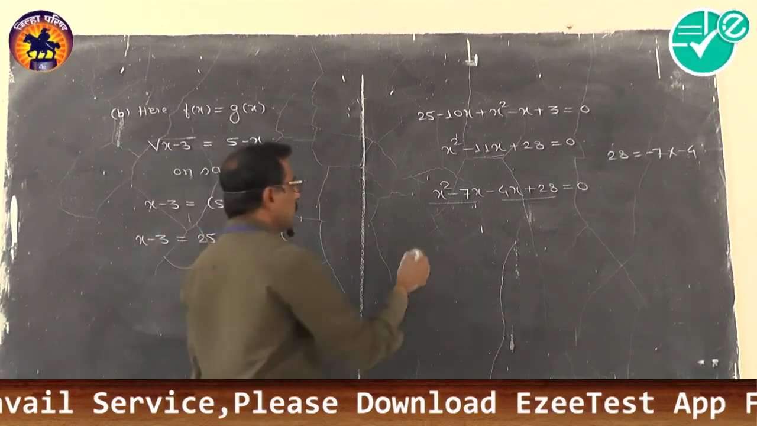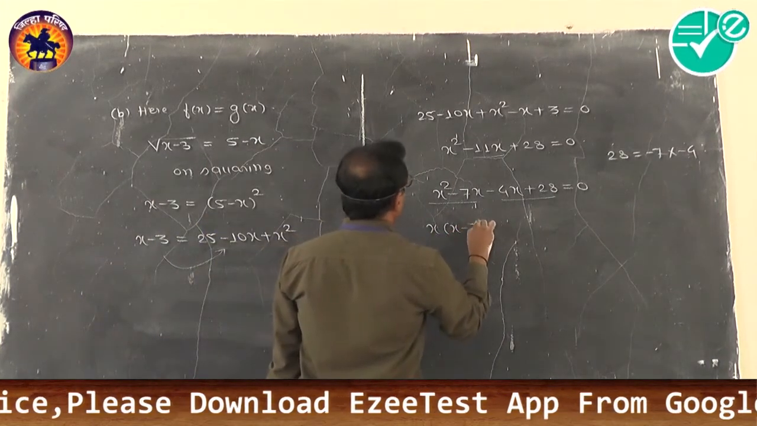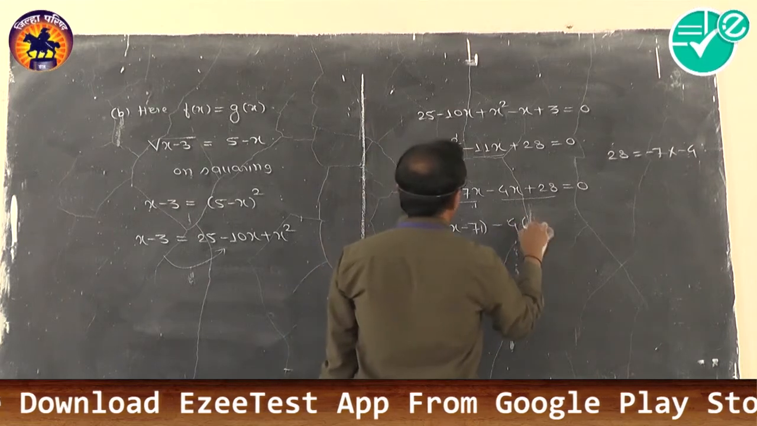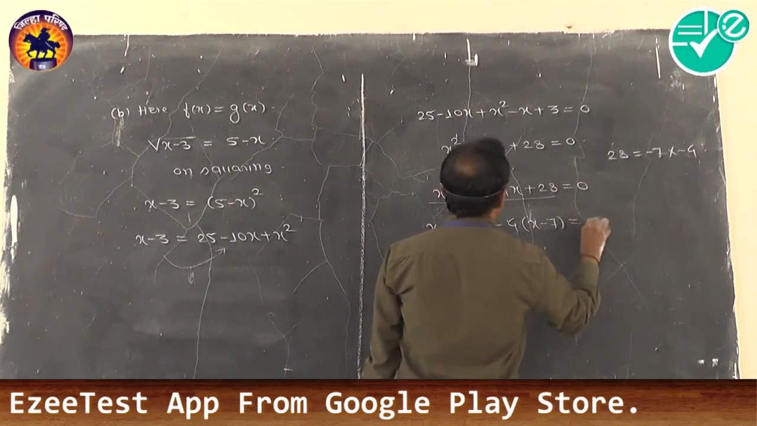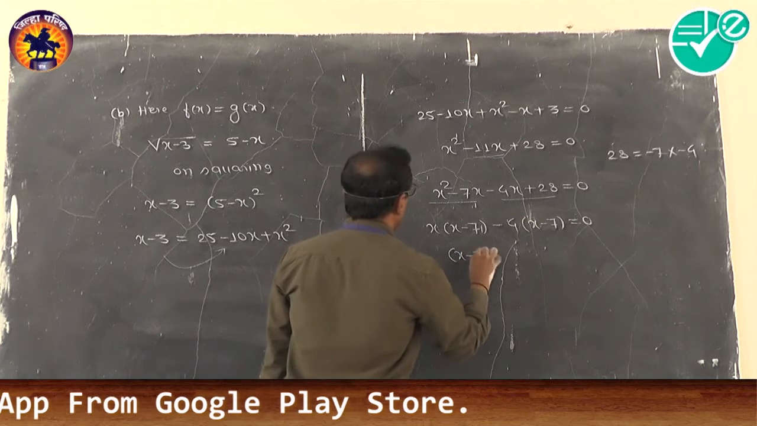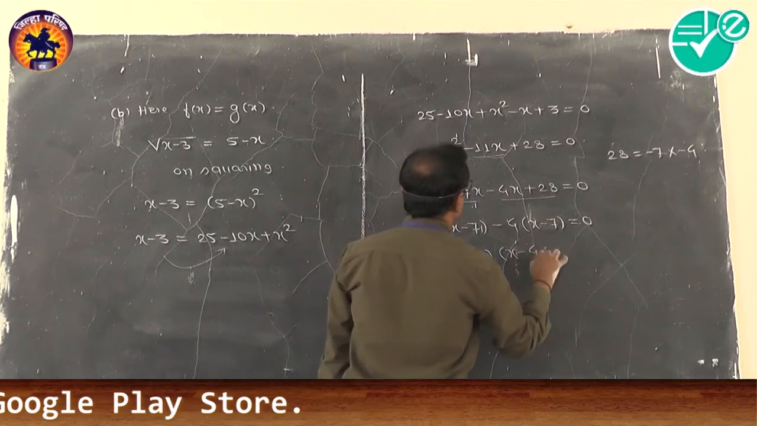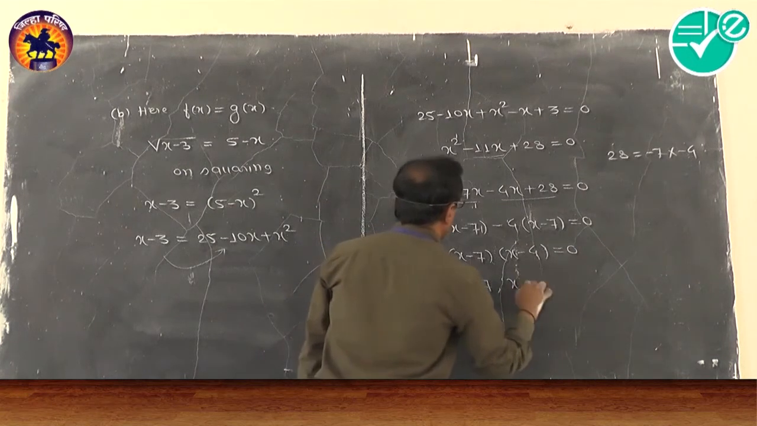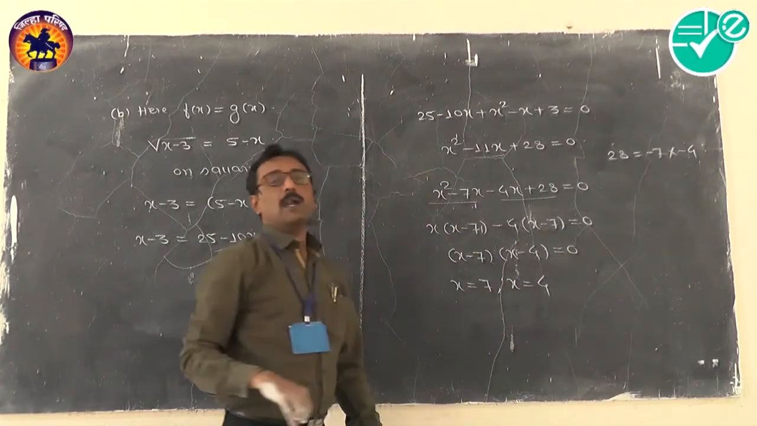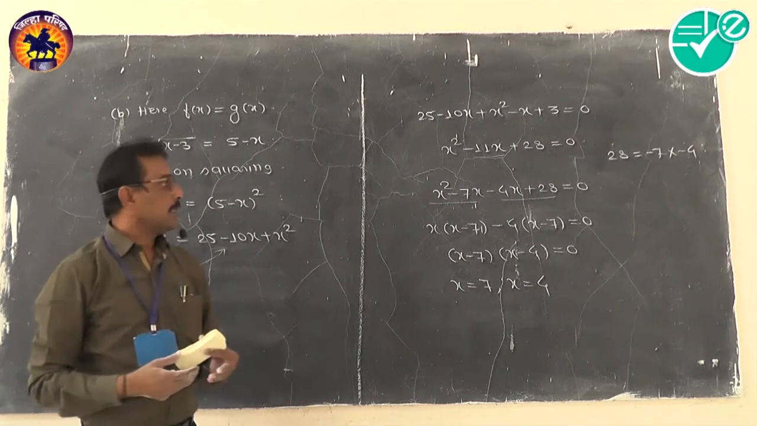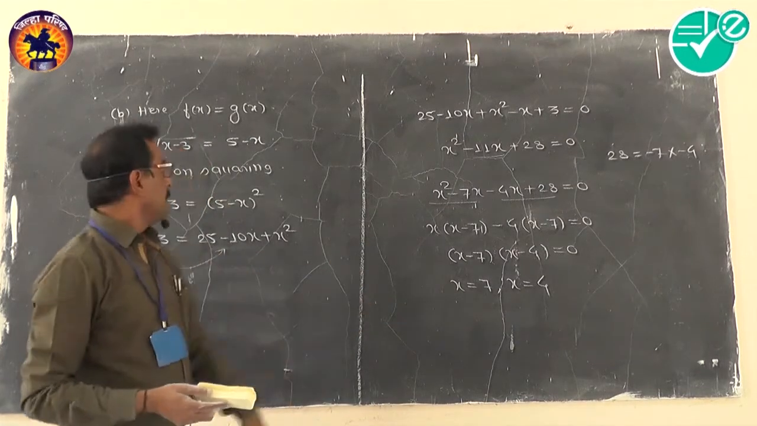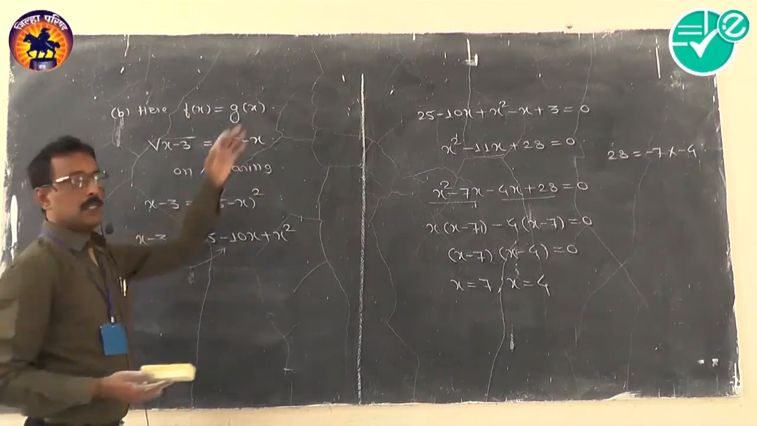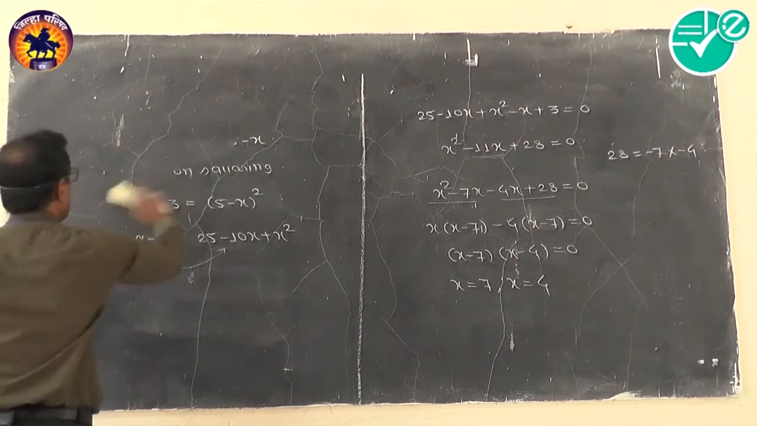Anything common from the first two? x is common, x minus 7; minus 4 is common, x minus 7 is equal to 0. First factor is x minus 7, second factor is x minus 4 equal to 0. If we find directly, then x equals 7 and x equals 4. These are the values of x when the condition is given, f of x is equal to g of x.